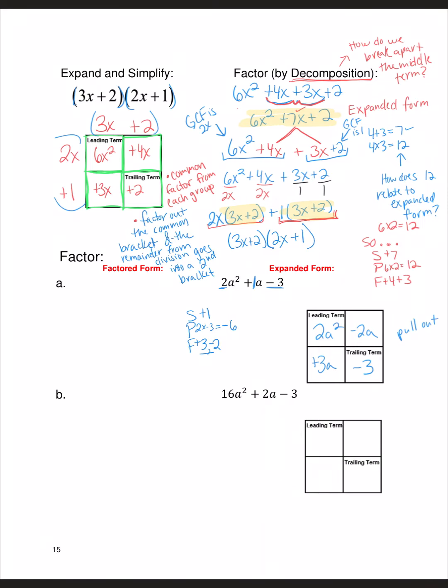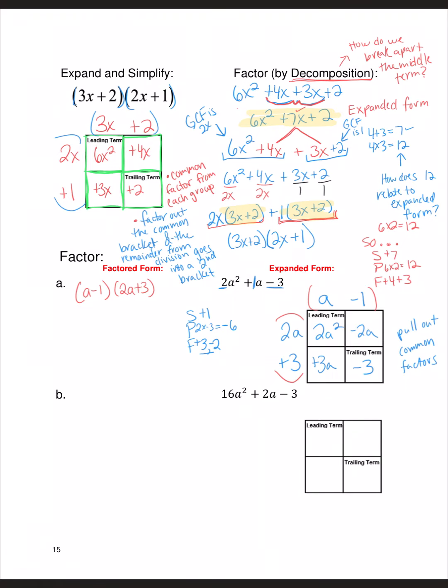So pull out common factors. From my first column there, 2a squared and 3a, I just have a as a common factor. From my second column there, I have a negative 2a and a negative 3, so we're going to pull out a negative 1 as my common factor. And then if we look at our rows, 2a squared minus 2a, they have a 2a in common. And then positive 3a minus 3 is a positive 3. So once again, those represent my factors. I can write them in brackets in a factored form: a minus 1, 2a plus 3.